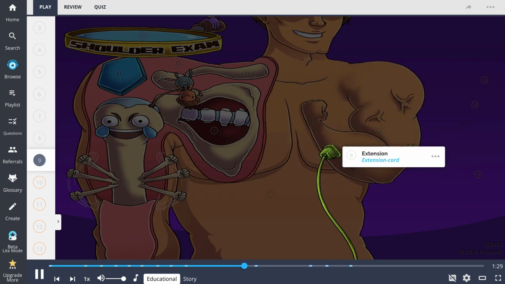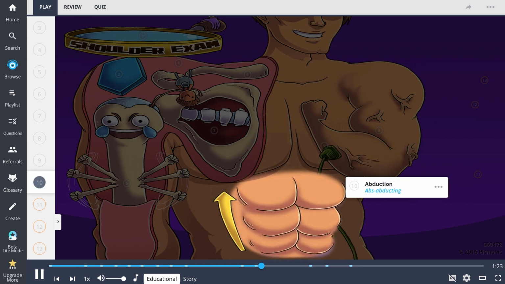Next, we must test the extension of the shoulder, shown here as the extension cord. Extension is tested by bringing the arm directly backwards with a normal range of 40 degrees. Abduction is represented by our character abs abducting next, with a normal range of 180 degrees. The arm is moved in an arc away from the body during this motion, lifting up to the side.